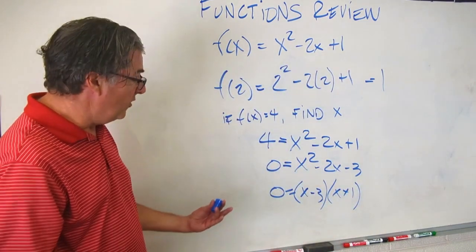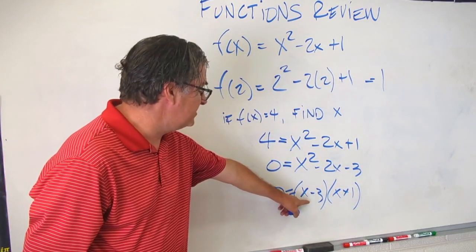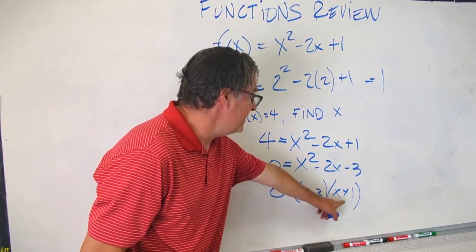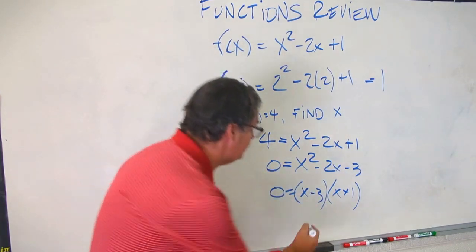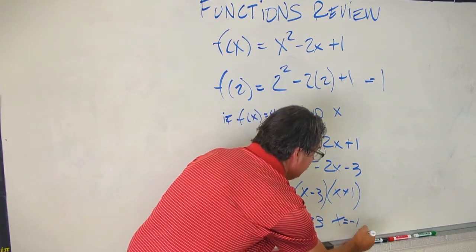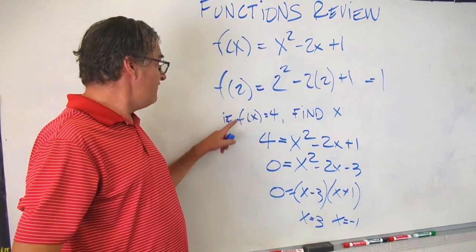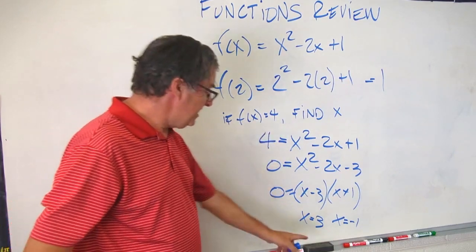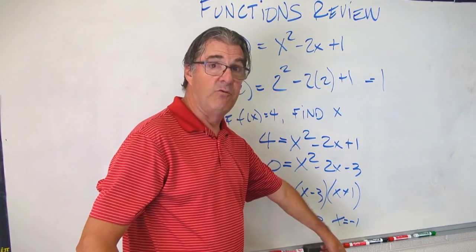That's our reverse FOIL. And now we know that if this term is 0, the whole thing is 0, or if that term is 0. So this is going to give us x equals 3, and this gives us x equals minus 1. So if f of x equals 4, x can either be 3 or negative 1.